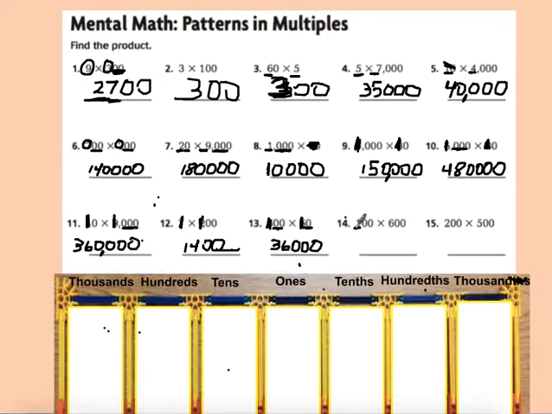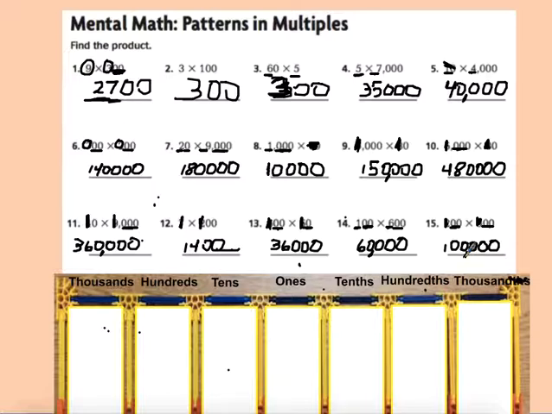14, I'm going to do 1 times 6 is 6. Make it 100 times bigger. And also make it another 100 times bigger. So I wind up with 60,000. 15, I'm going to do 2 times 5 is 10. But it's not 2, it's 200, so I'm going to make it 100 times bigger. And it's not 5, it's 500, so I'm going to have to make it 100 times bigger again. I wind up with 100,000.